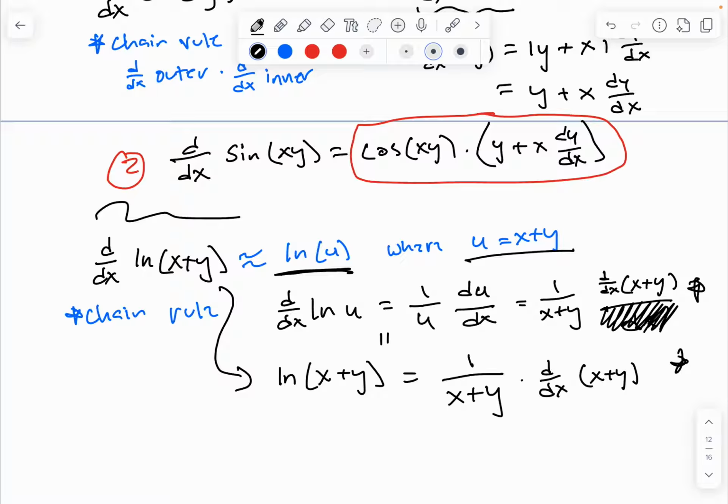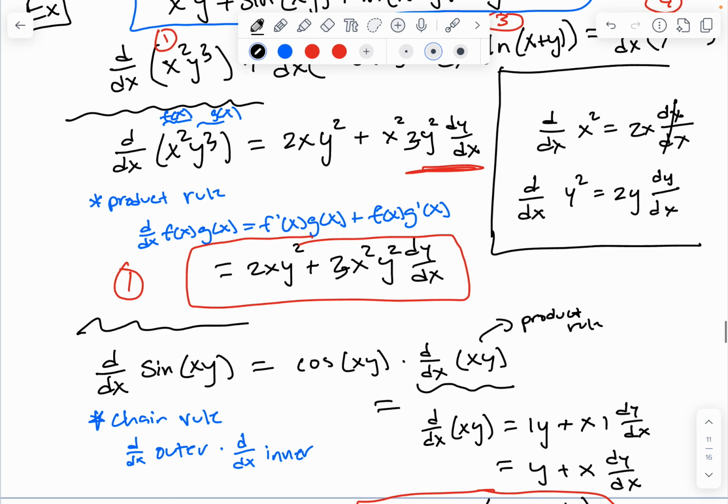So let's continue and differentiate the inside of x plus y. So d dx of x plus y is equal to 1 plus dy dx, because the derivative of x is 1, and the derivative of y is 1 times dy dx. Again, remember that.